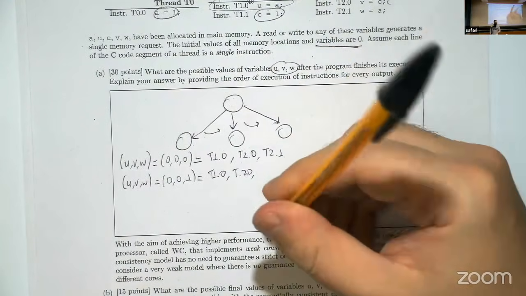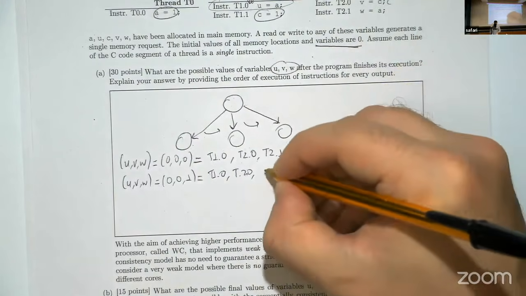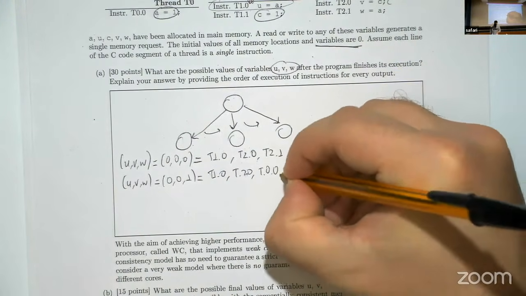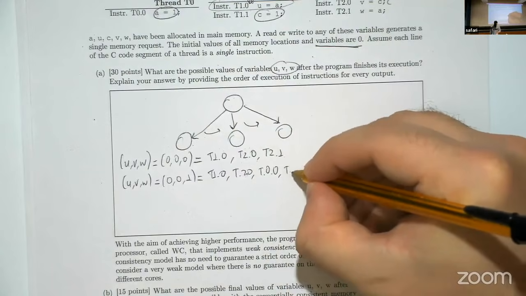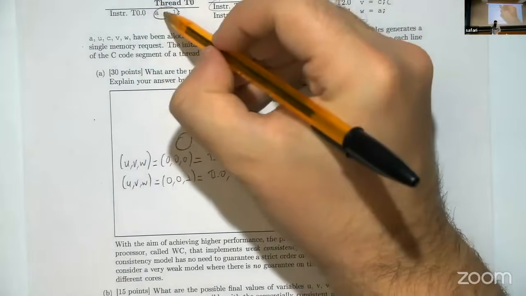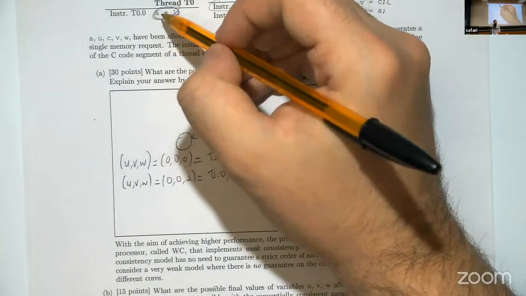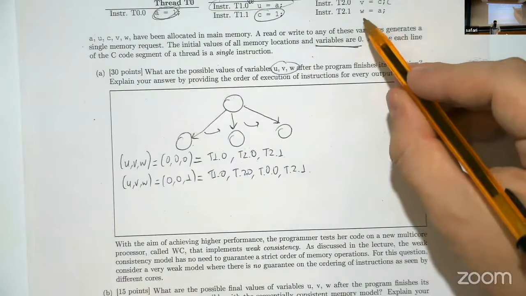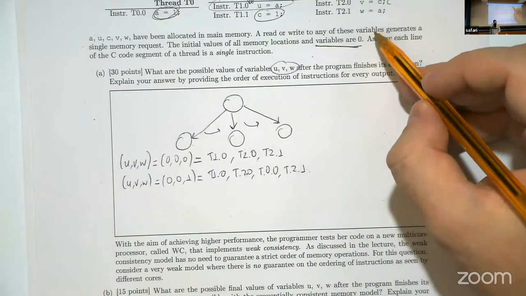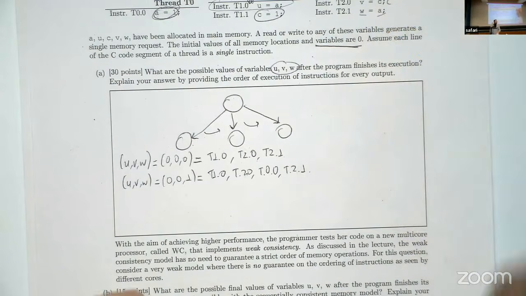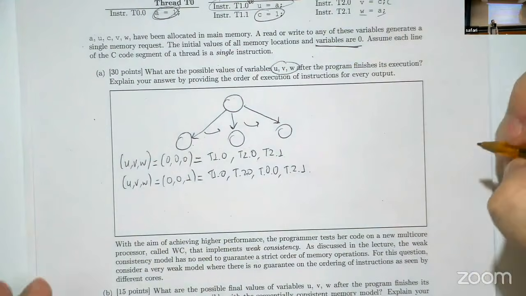T0, 0. Correct. And T2, 1. Correct. Do you understand why? Because we need to execute first A equals 1 and then execute T2, 1, which sets W to A. A has been committed, it has been written. And then you go and set W to 1.